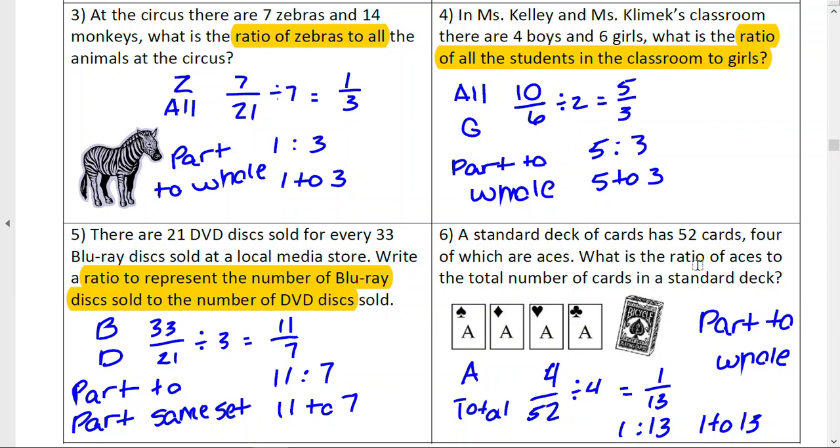And then the last one, it wanted the ratio of aces to the total number of cards. So that's a part-to-whole relationship. There's 4 aces and there's 52 total cards. That divides by 4, and so I get down to 1 to 13. Remember, if you have any questions, go see your teacher for your help.